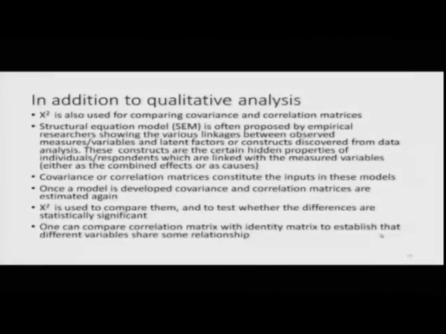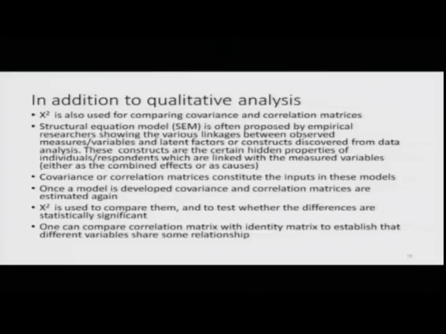In addition to qualitative analysis, chi-square is also used for comparing covariance and correlation matrices. We will talk about the correlation matrix in the case of factor analysis. Basically it means an arrangement of correlations between variables taken pairwise. A structural equation model is often proposed by empirical researchers showing the various linkages between observed measures, variables and latent factors or constructs discovered from data. Covariance and correlation matrices constitute the inputs in these models, and once a model is developed, you can calculate the covariance and correlation matrix for the model, that is, what kind of correlation matrix will be obtained if the model is true.